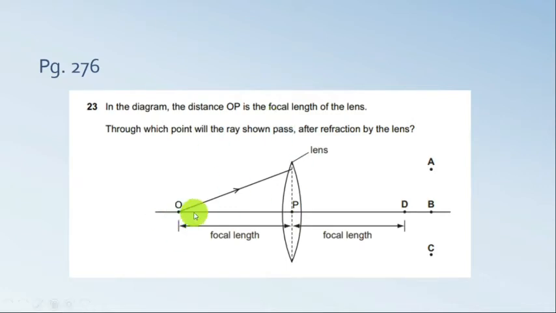We said before that one of the three rays, if it passes through the principal focus from this side, when it reaches the lens, what happens to it? It refracts parallel to the principal axis. Go back to the lesson and watch the video again. You will remember this note. So it will pass through A.